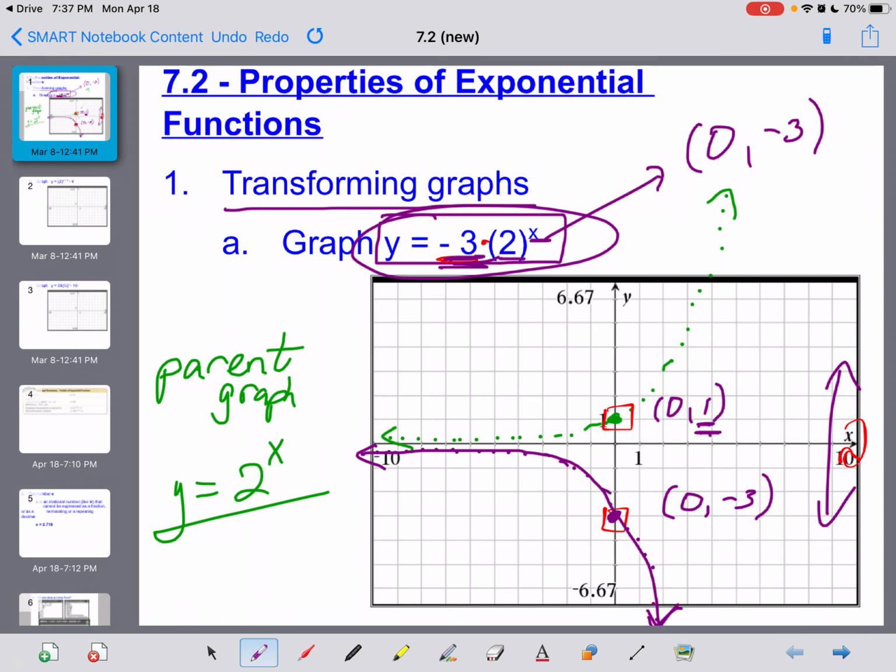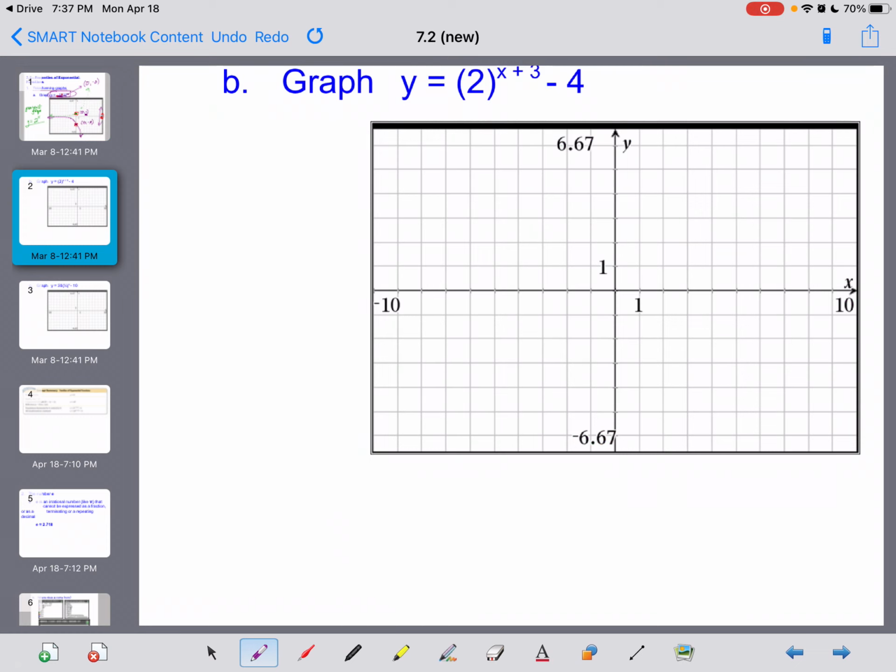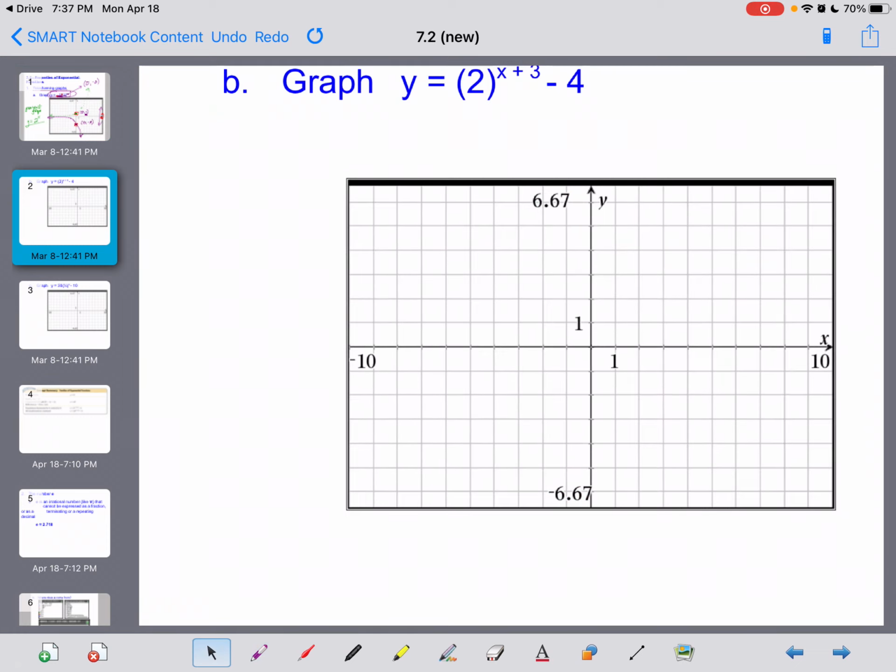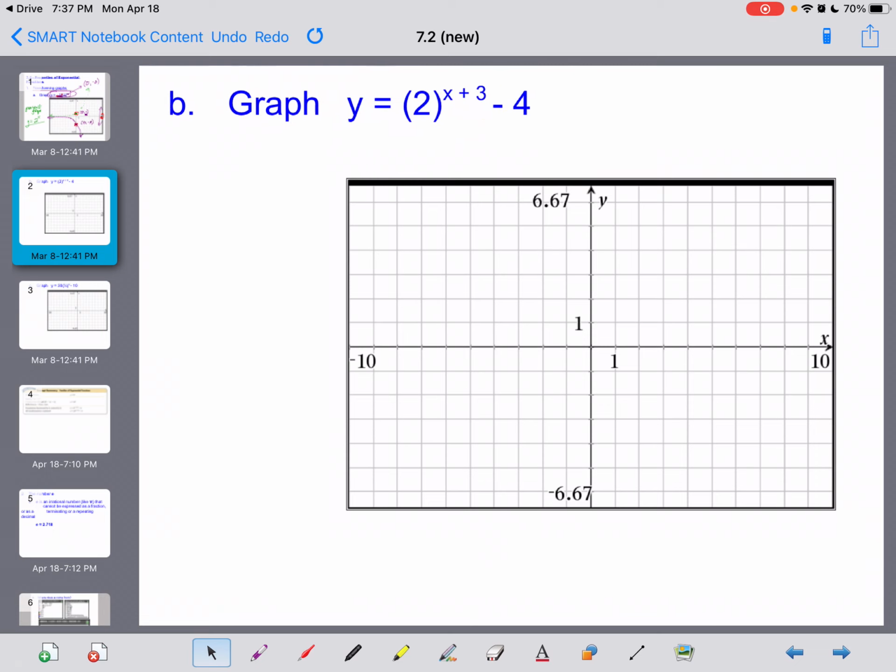I've got a couple more graphs to share with you guys that are variations on that same theme. So let's talk about one that looks like this, where y is equal to 2 to the x plus 3 power, and -4.